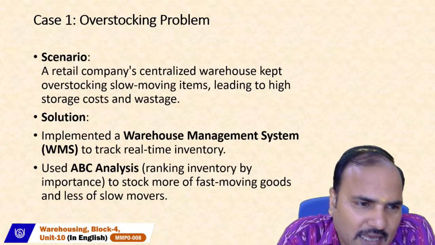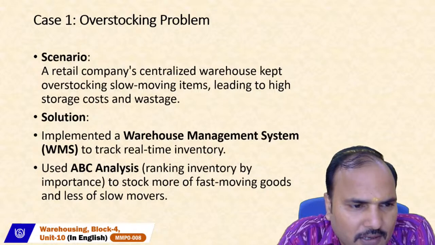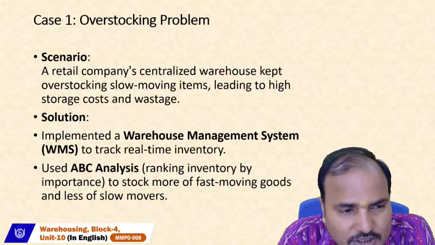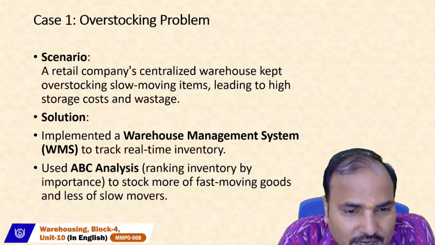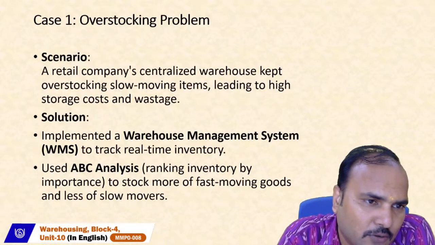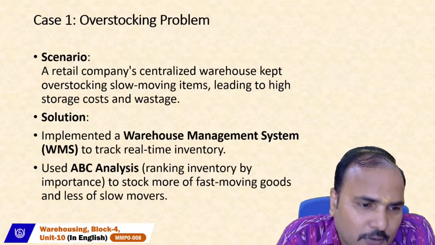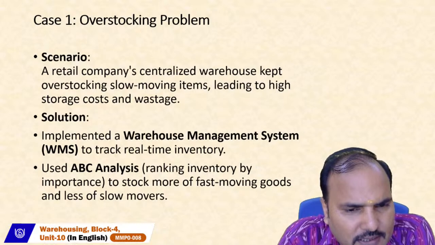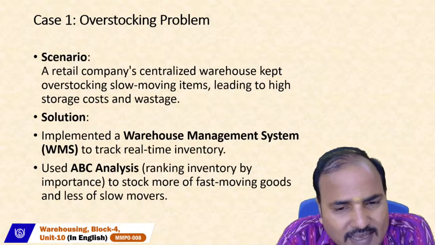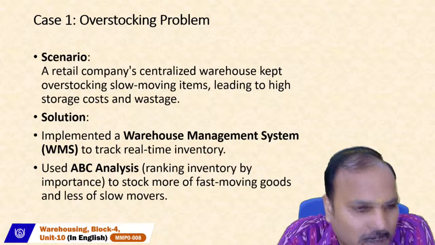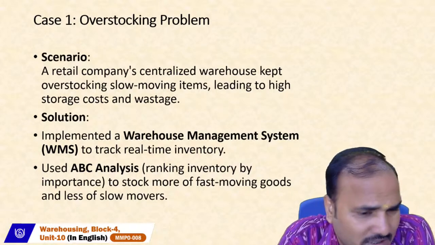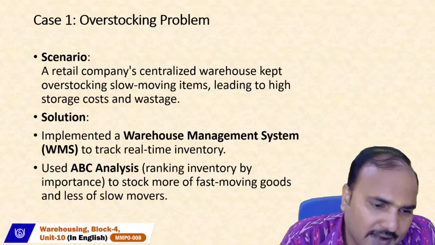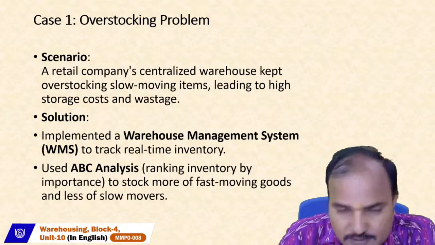Here in this particular scenario, the solution may be to implement a warehouse management system, WMS, which we have already discussed, to track the real-time inventory. Another is that you have to use ABC analysis. What is that ABC analysis? That means this analysis is meant for ranking inventory by importance. What are the A category, the B category, the C category, to stock more of the fast-moving goods and less of the slow movers.